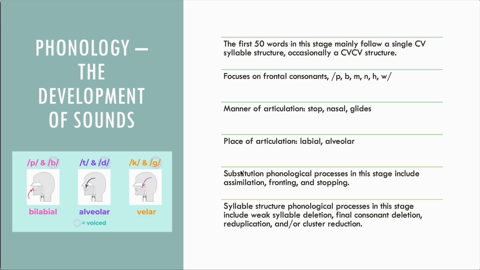There are also syllable structure phonological processes: weak syllable deletion, final consonant deletion, reduplication, and cluster reduction. Weak syllable deletion is when the child omits the unstressed syllable, so saying nana instead of banana. Final consonant deletion is when a child leaves off the final consonant, so like do for dog. Reduplication is the repetition of a syllable, like baba for bottle. And cluster reduction is when the child simplifies the consonant cluster, so poon for spoon.